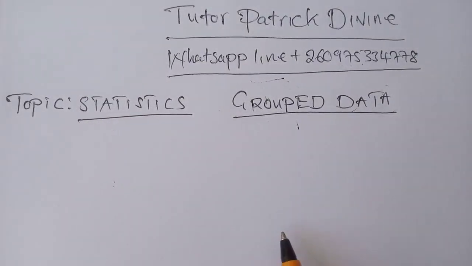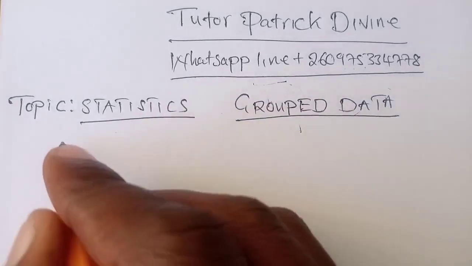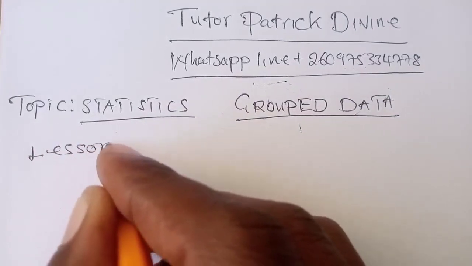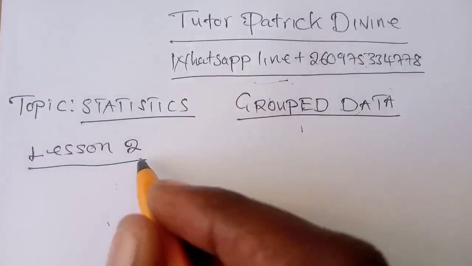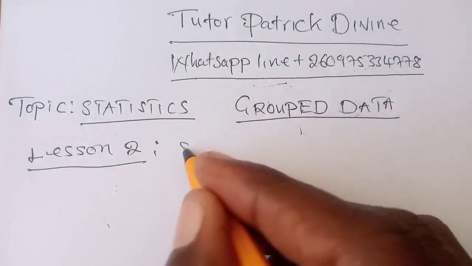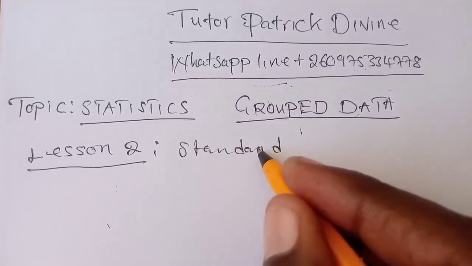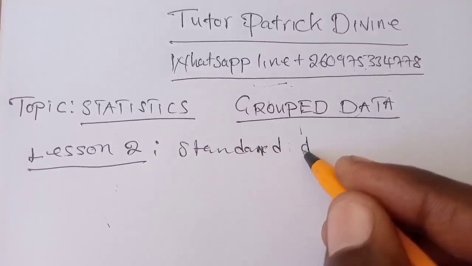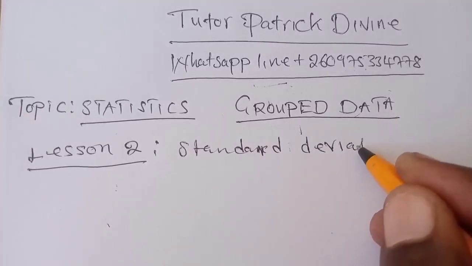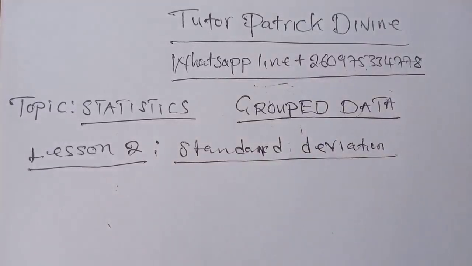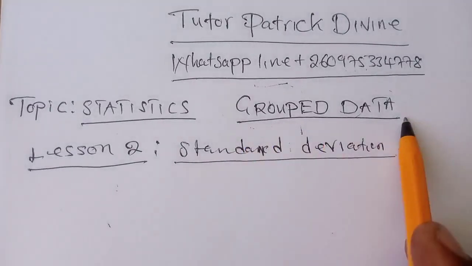So expect these questions to come, either grouped or ungrouped data. We are still solving the standard deviation. So this is lesson 2, and we are still looking at standard deviation. That is what we are looking at, standard deviation under grouped data.